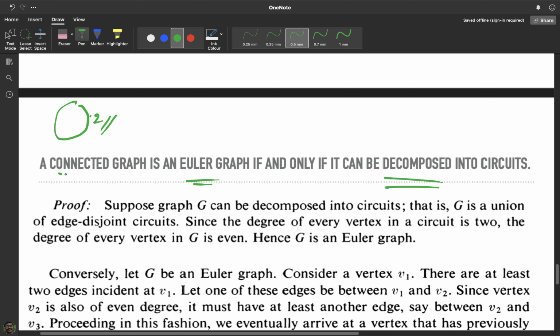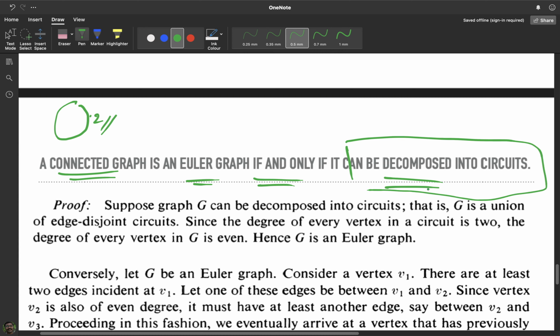So we have a connected graph. Since this is an if and only if condition, we have to prove it in two ways. You have to assume that the graph is Eulerian, then prove that it can be decomposed into circuits, and conversely you have to assume that it can be decomposed into circuits, and prove that it is Eulerian. Okay, it's very simple. I'll assume that this graph can be decomposed into circuits.